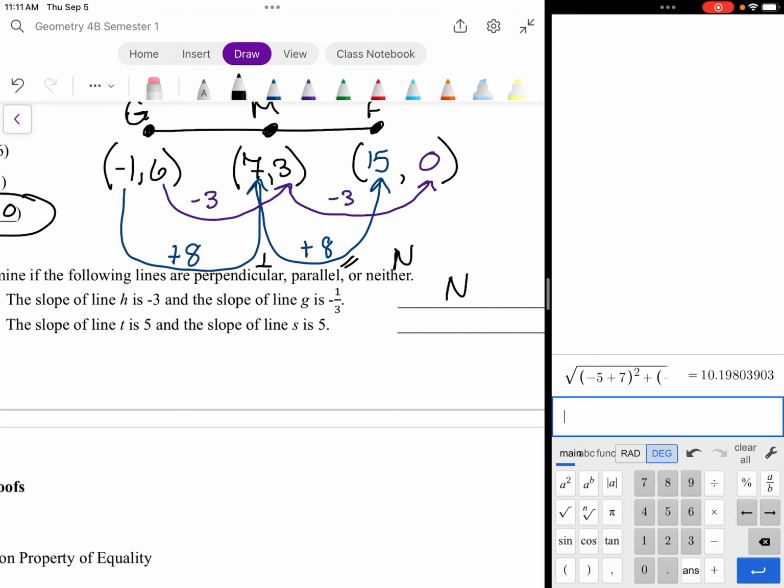Okay, for part B, the slope of line T is 5 and the slope of line S is 5. Because the slopes are both positive and they're both 5, that means they are going to be parallel to each other. If you wanted an example of perpendicular, we could have a slope of 3 and a slope of negative 1/3. So because one's positive, one's negative, and they're the reciprocals, that would make this one perpendicular.